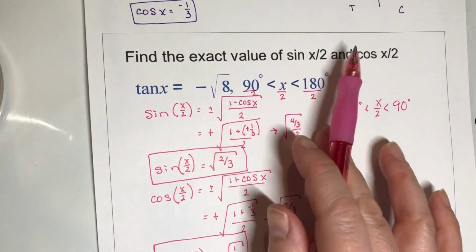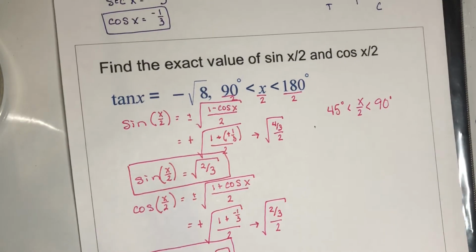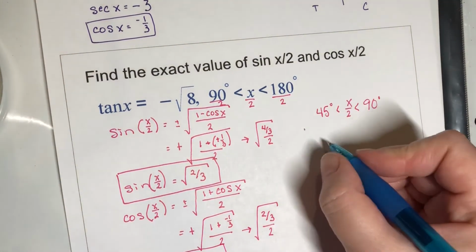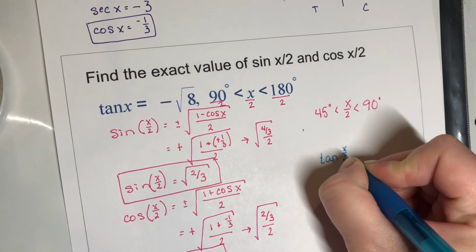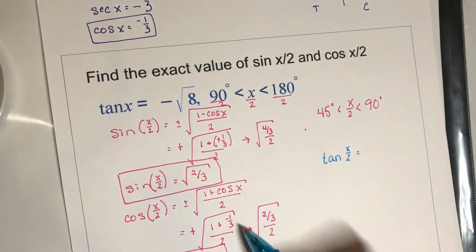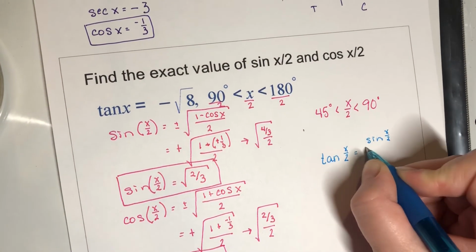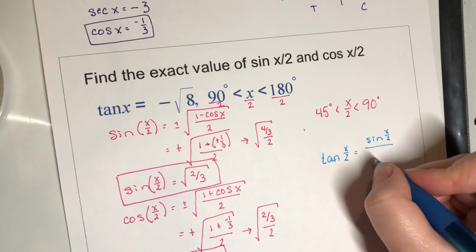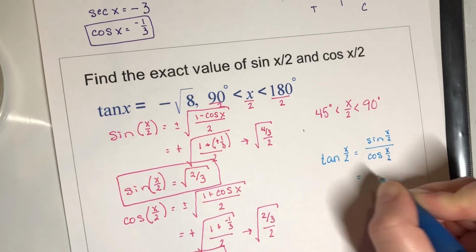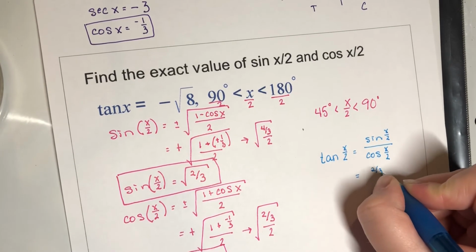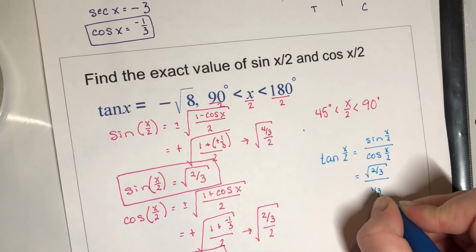Now this specific problem did not ask us to find tan of x over 2, but I'm going to go ahead and do that just so you can see how easy it is. We can use our traditional thing of it being sine over cosine again. It may look complicated, but it really isn't that bad. So sine was the square root of 2/3, and cosine was the square root of 1/3.